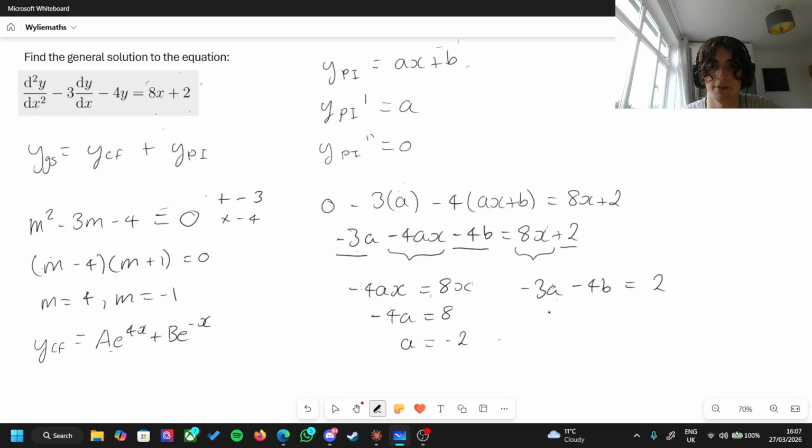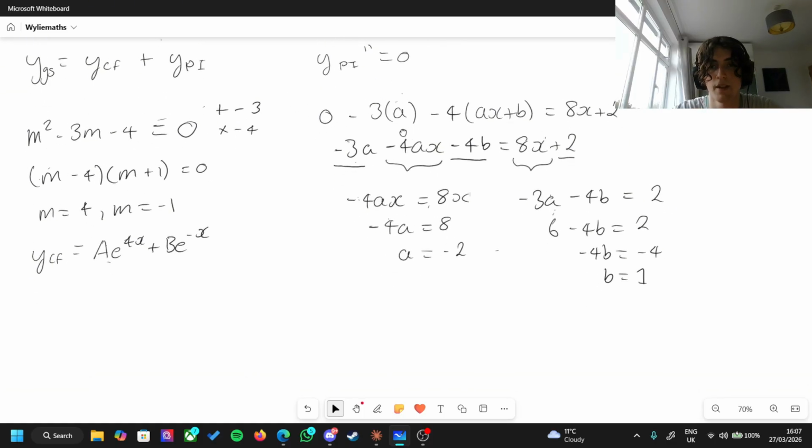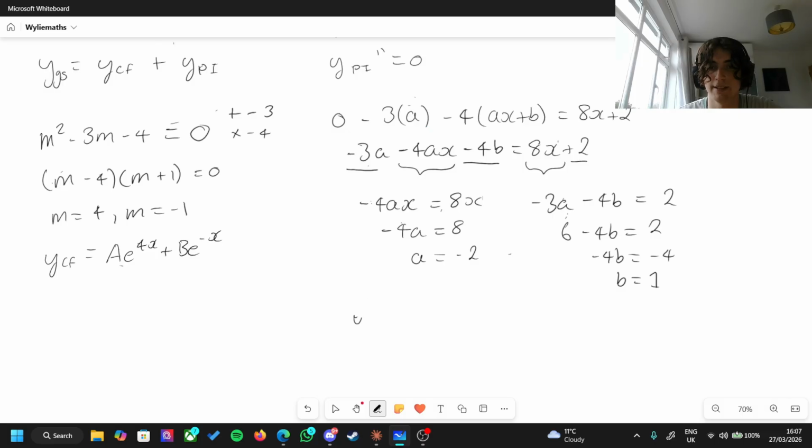We know that a is equal to minus 2, so this is minus 3a times minus 2, which would be 6. So 6 minus 4b is equal to 2, minus 4b is equal to minus 4, b is equal to 1. Lovely.